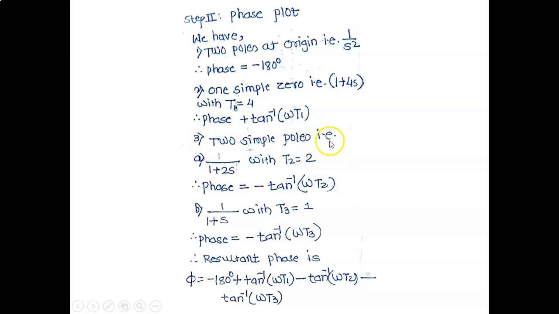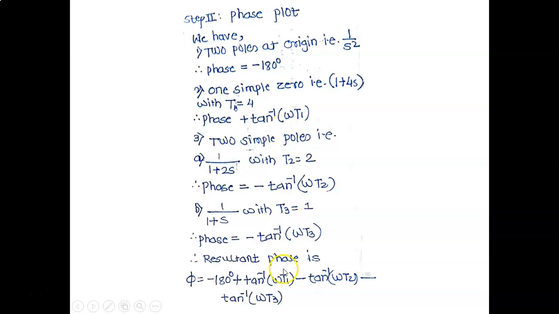Next, two simple poles, that is 1 divided by 1 plus 2s, with T2 equal to 2. It will contribute a phase angle of minus tan inverse of omega T2. Next, 1 divided by 1 plus s, with T3 equal to 1. It will contribute a phase angle of minus tan inverse of omega T3. Therefore the total resultant angle phi is equal to minus 180 degrees plus tan inverse of omega T1 minus tan inverse of omega T2 minus tan inverse of omega T3.